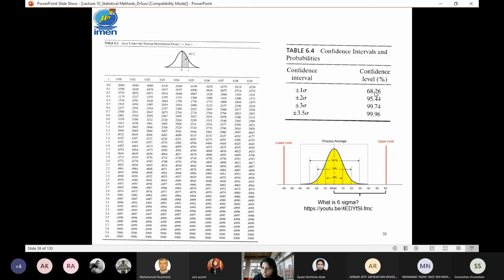So just imagine 68.26% versus 95.44%. You're more convinced, you believe the data more. The percentage of getting it accurate is very high, 95.44%. And so forth. You have 3 sigma, which is 99.74%. You have 3.5 sigma, 0.4998, which is 99.96%.